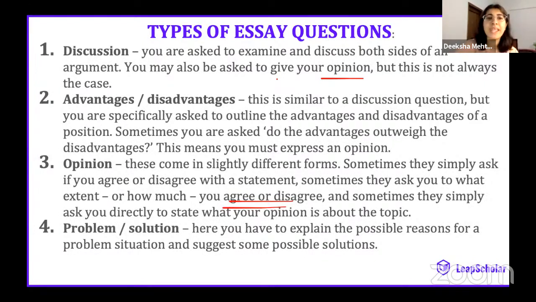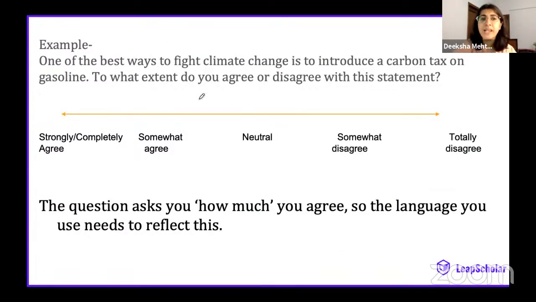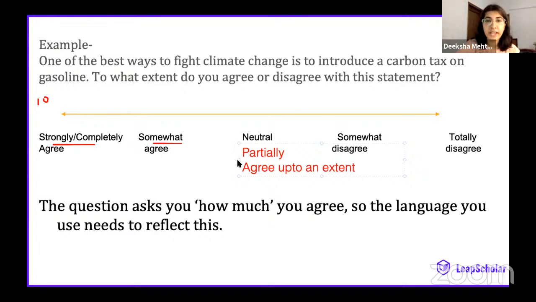So one of the best ways to do this is to use an adverb. For example, let's look at the scale. So on the scale of agreeing and not agreeing at all, you can see the different adverbs that you can use. You can say, I somewhat agree, so I agree a little. I strongly or completely agree. I totally agree, or I partially agree. Or you can say, I agree up to an extent, right?